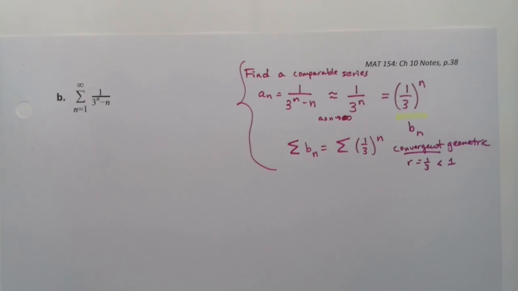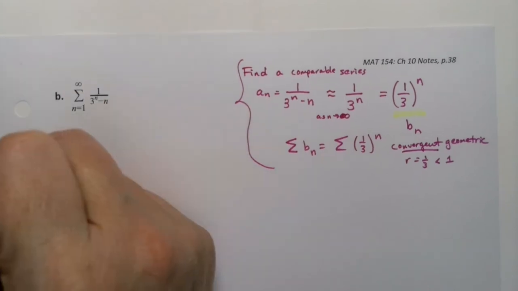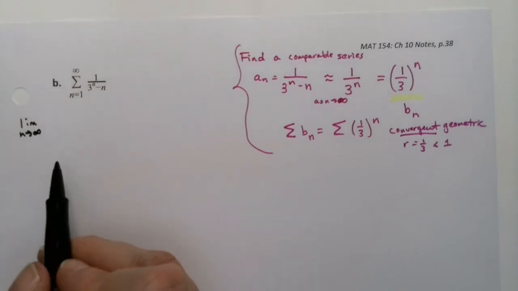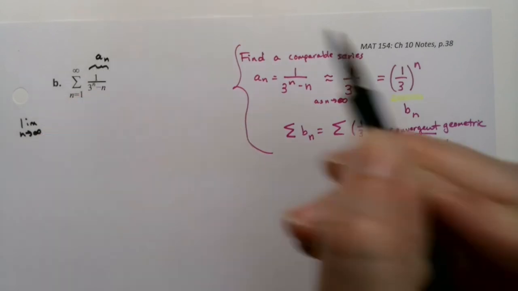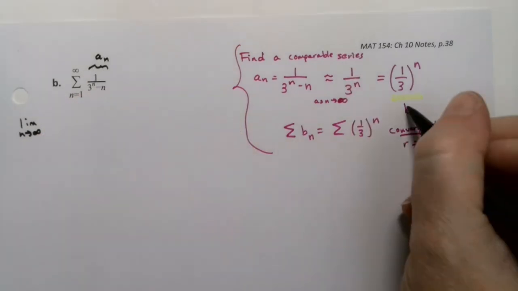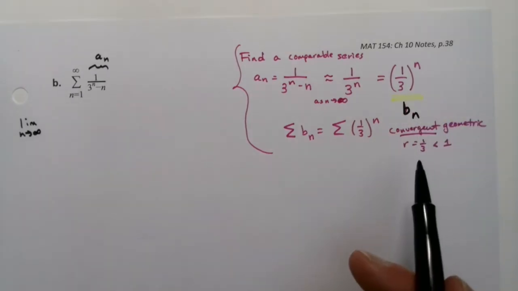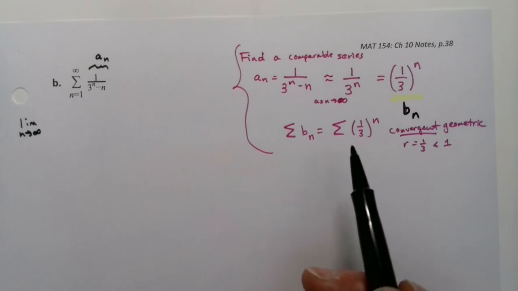sorry, I've lost all my pens here. The limit as, well, I'll just do it in blue. Oh, here it is. The limit as n goes to infinity of a sub n divided by b sub n. So I guess I'll just call this a sub n, and I'll call this b sub n. Which one is actually a sub n and which one is b sub n is not dictated to us by the theorem, so you actually can reverse them if you so desire.